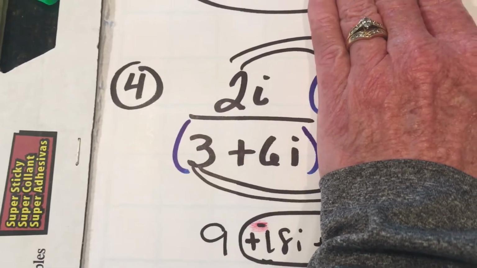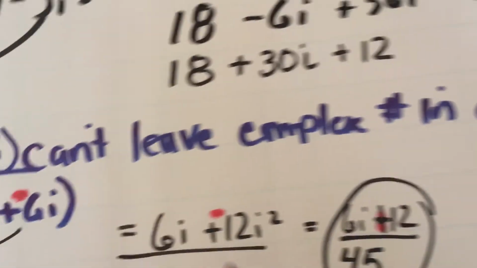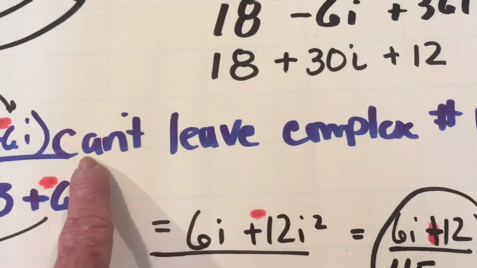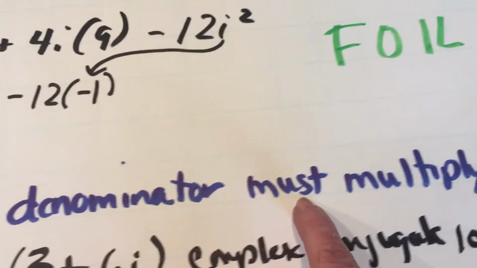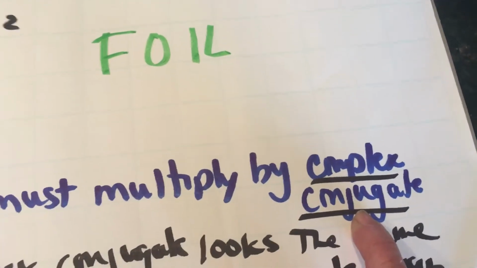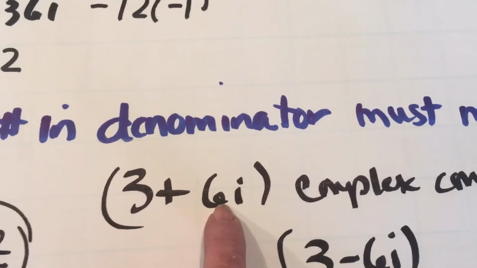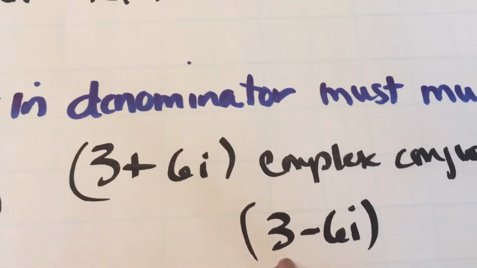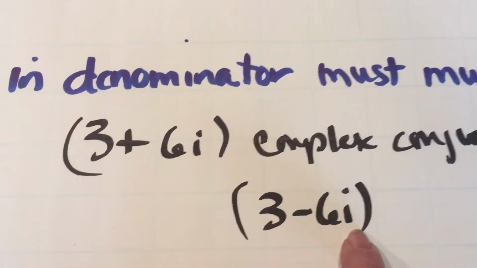To get rid of the complex number in the denominator, you have to multiply by its complex conjugate, which is what I've written here. Can't leave a complex number in the denominator, must multiply by the complex conjugate. And we worked with this earlier this year. The complex conjugate of 3 plus 6i is going to be the same thing with the opposite sign. So it would be 3 minus 6i.